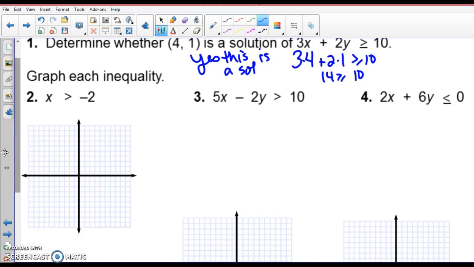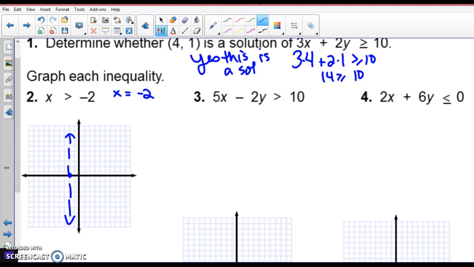Let's do this one. We're going to just do one more. What kind of line is this? Well, x equals -2. A vertical line through -2, and we've already said that it's dashed. You graph the line like it is equal to, because that's the line. That's the boundary. And since it is greater than, I dash it. If it was less than, I would dash it.